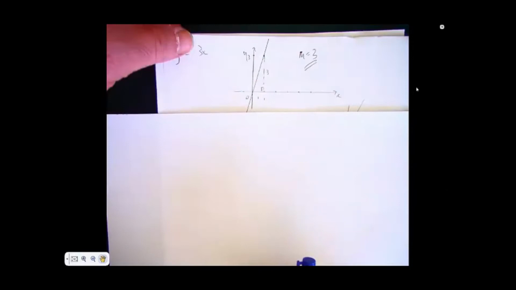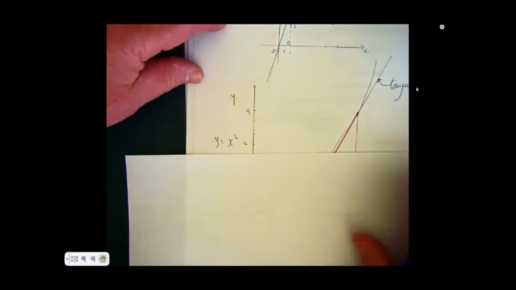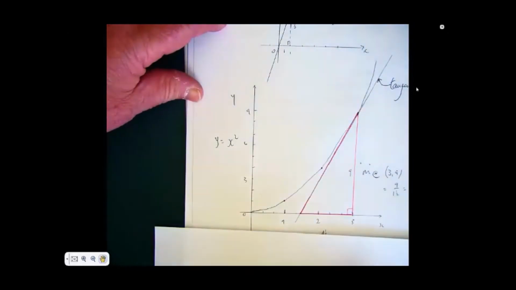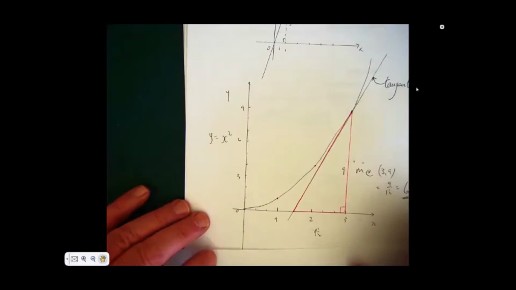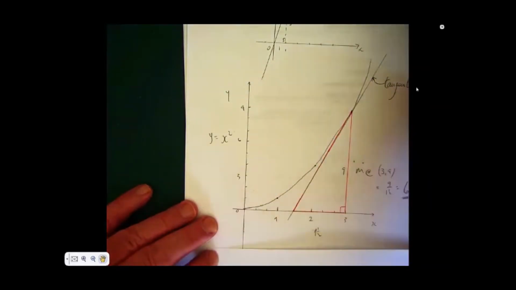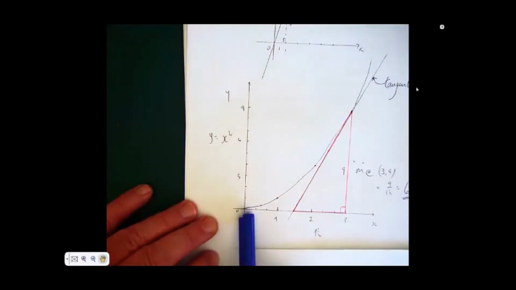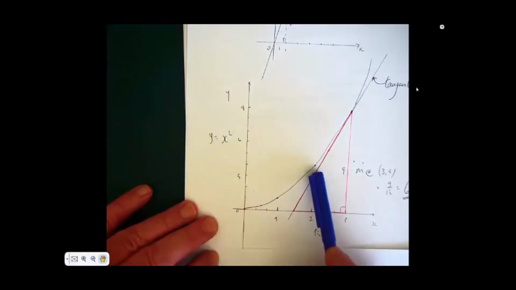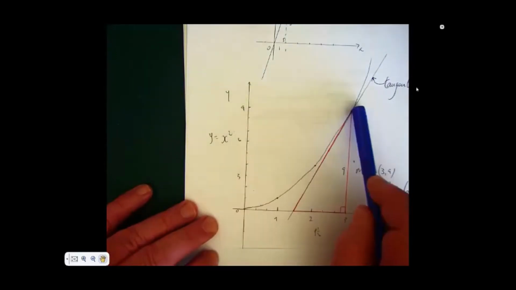Now that's quite simple. If we have a look at something a little more complicated, let's have a look at y equals x squared. Now clearly we see that this is going to be a curve going up to infinity, it just keeps going forever. When x is nothing, y is nothing. When x is 1, 1 squared is 1. When x is 2, 2 squared goes up to 4. When x is 3, 3 squared goes up to 9.